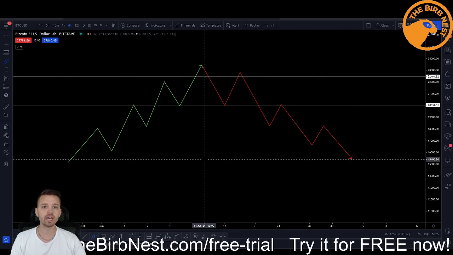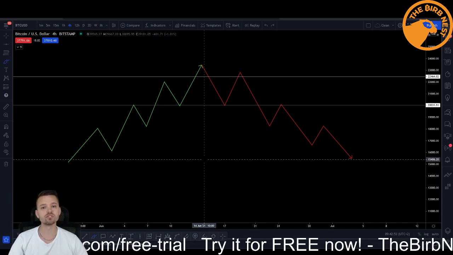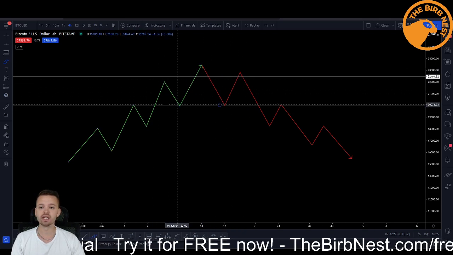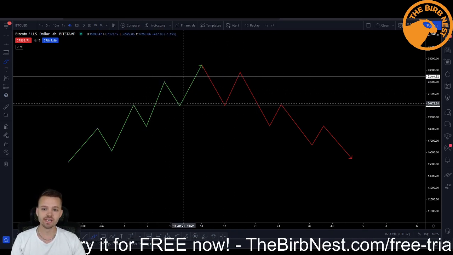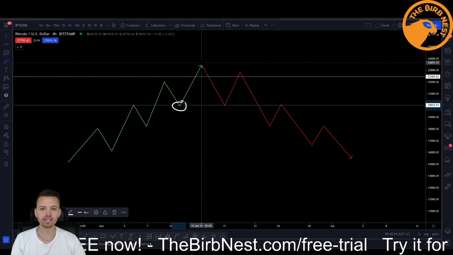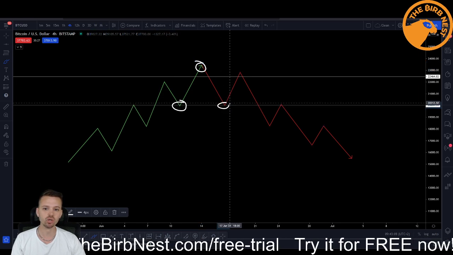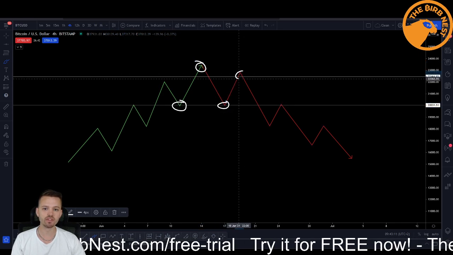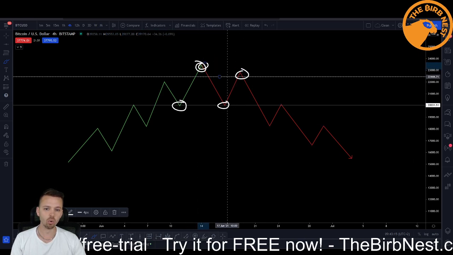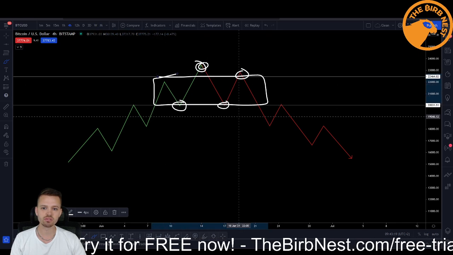Usually what you get at the top of a bull market and the top of a bear market is some sort of range. A good example of this is right here, where this higher low and this higher high, compared with this equal low and somewhat of an equal high, or compared with this one, a lower high, technically create a range.